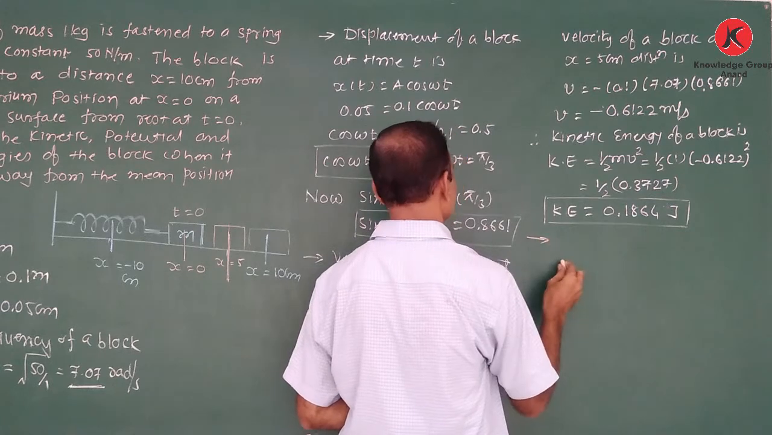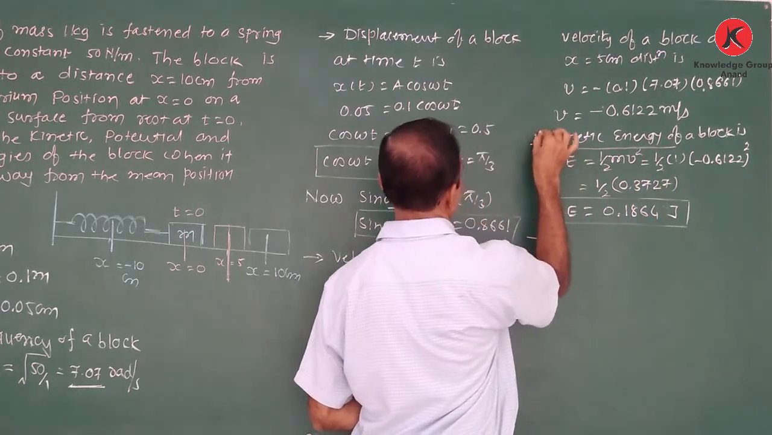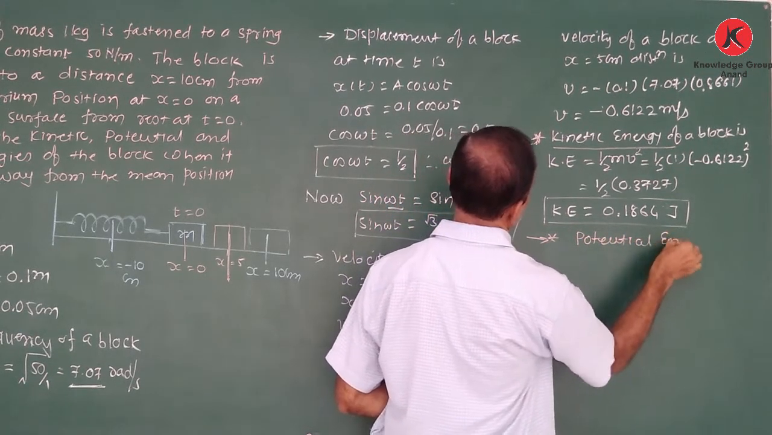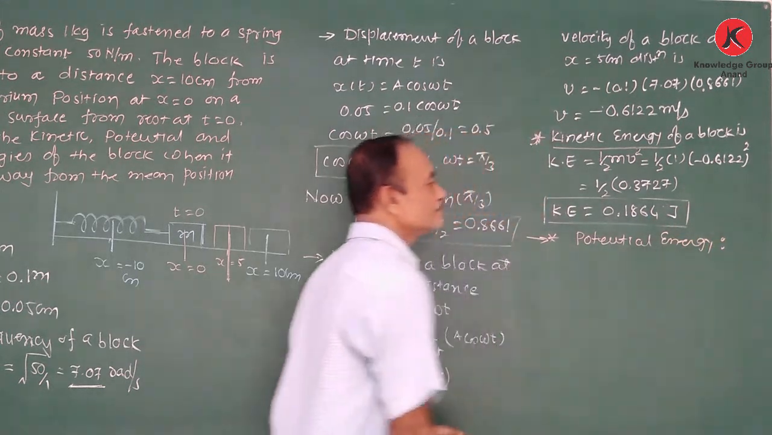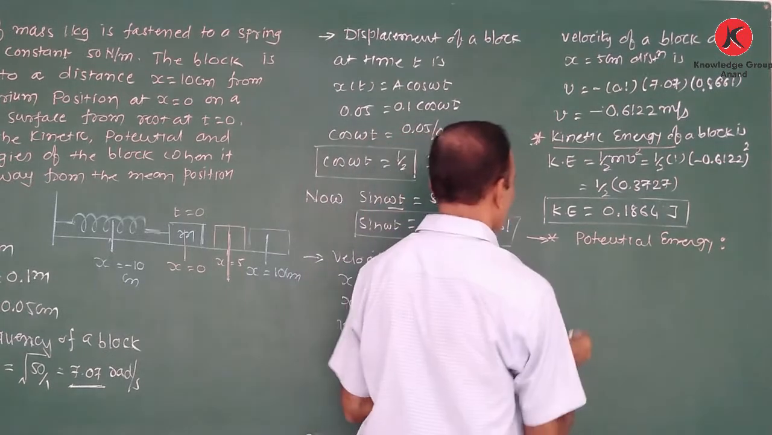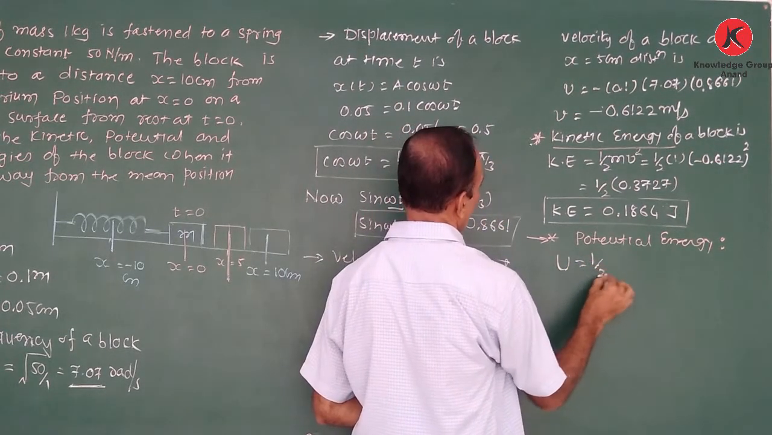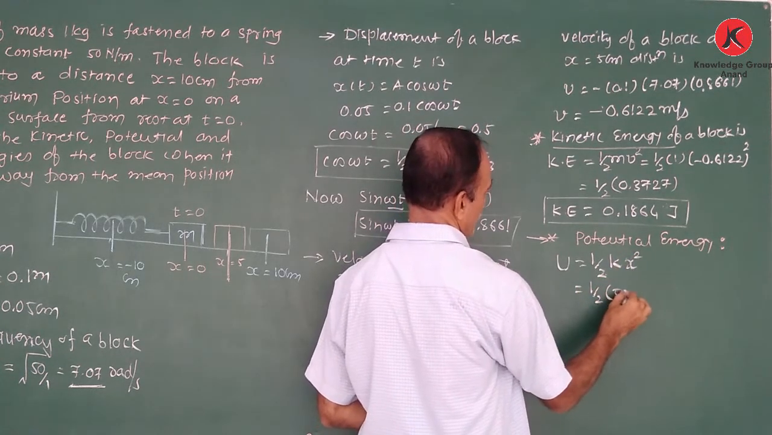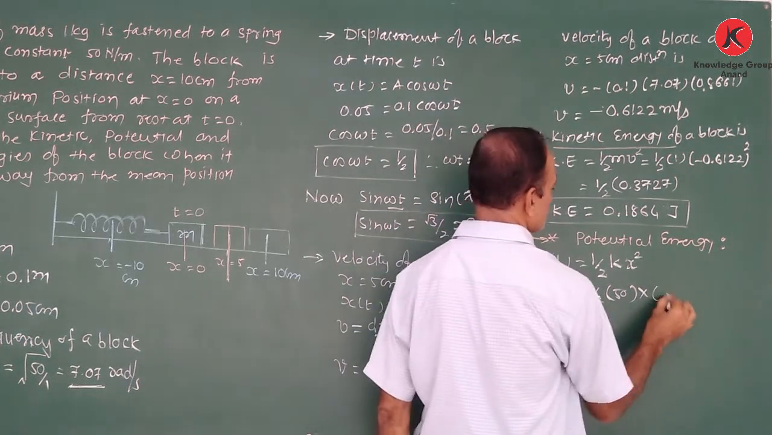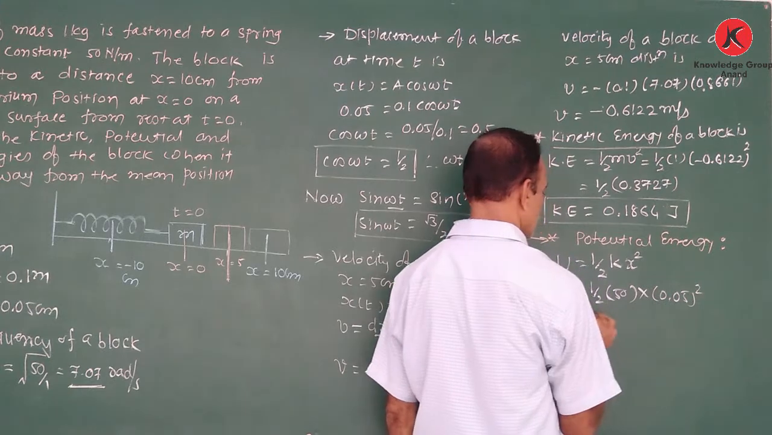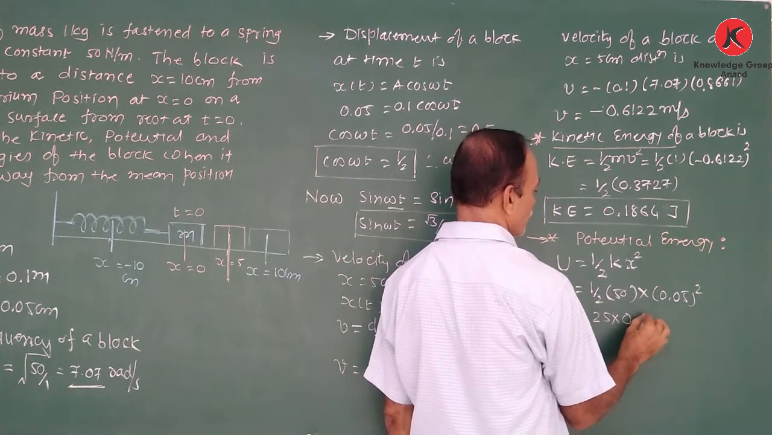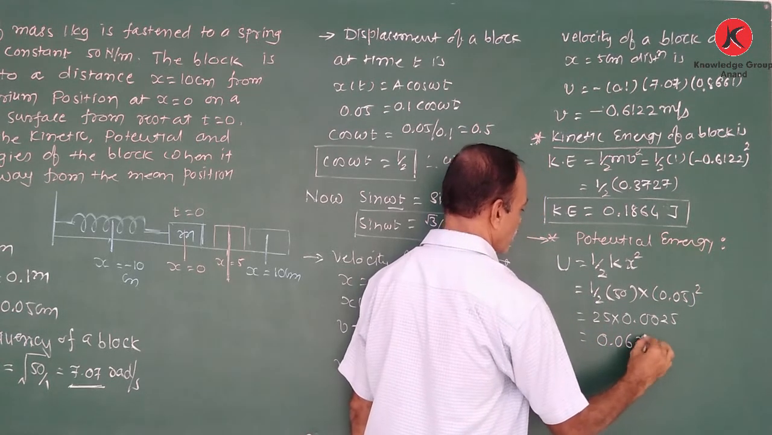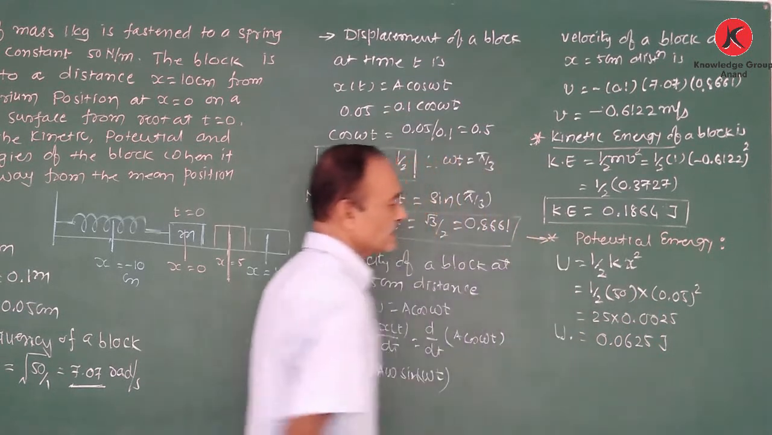Now, potential energy. Potential energy U is equal to half kx square. Half k, k is already given as 50, and displacement is 5 centimeter, that means 0.05, whole square. Therefore, 25 into 0.0025 is equal to 0.0625 joule. That is the potential energy.